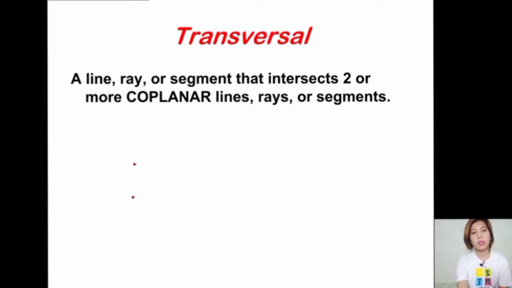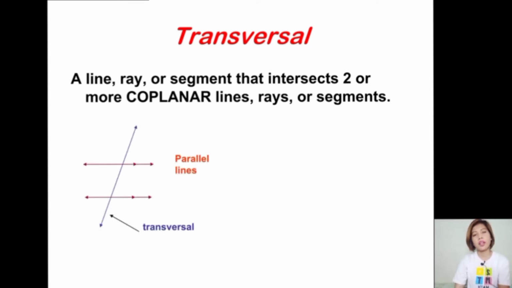Next, ano naman yung transversal? So, we have here a line, a ray, or a segment. So, it could be a line, a ray, or a segment that intersects, sabihin, dadaanan niya yung dalawa or mas marami pang linya. Pero dapat coplanar lines. So, we have here parallel lines. Yan, at yung transversal dumaan sa kanila. So, dalawang linya na yan.